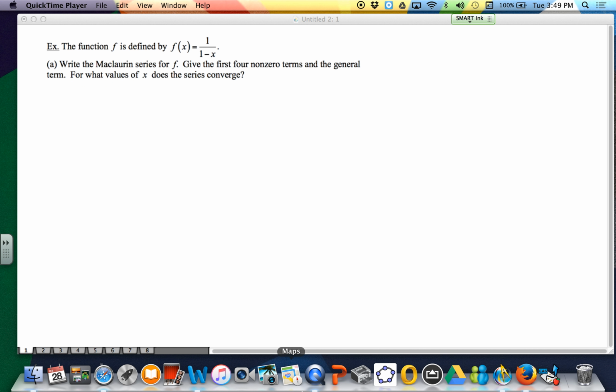The function here is defined, f of x is equal to 1 divided by 1 minus x. Write the Maclaurin series for f. Give the first four non-zero terms and the general term. For what values of x does the series converge?